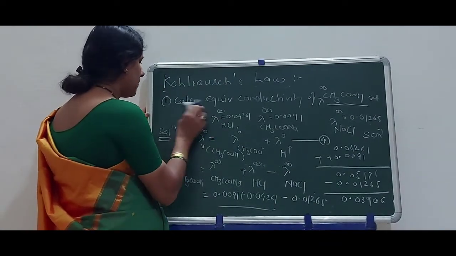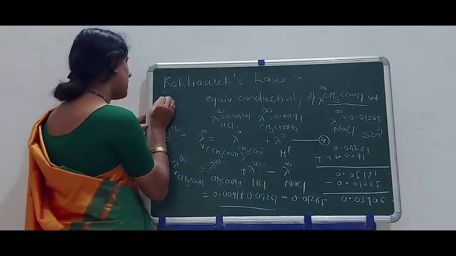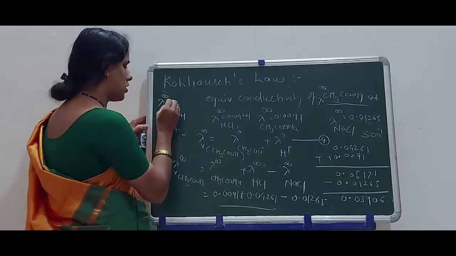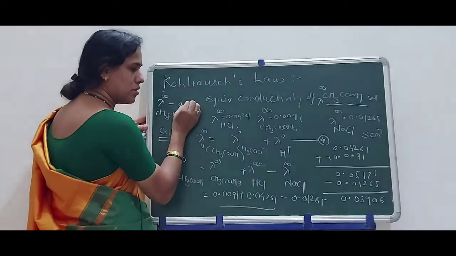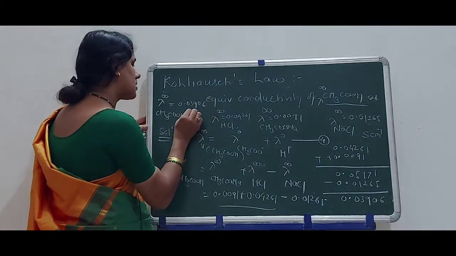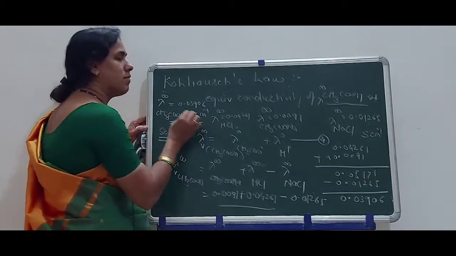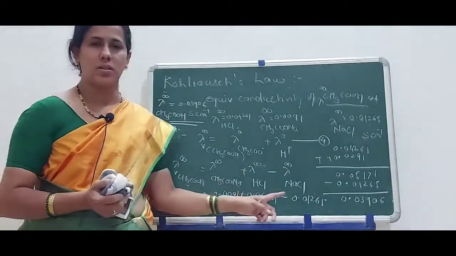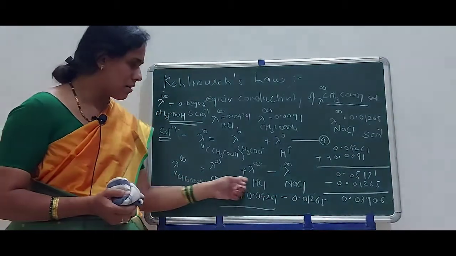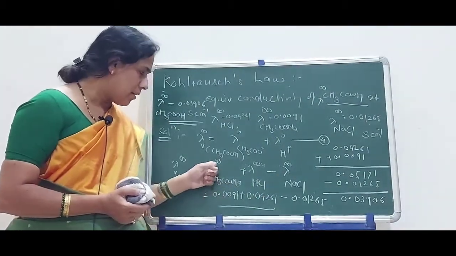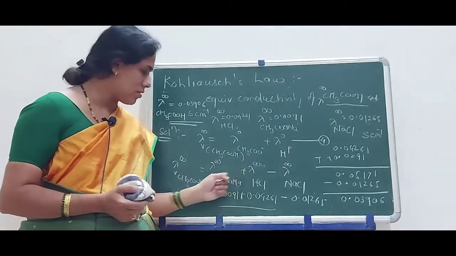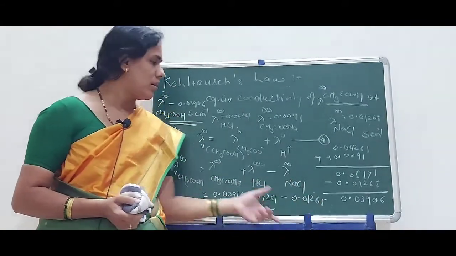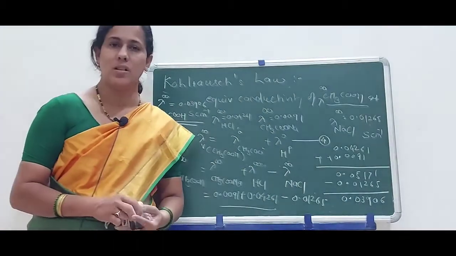What is the final answer? Lambda infinity of CH3COOH is equal to 0.03906 Siemens centimeter inverse. This is the final answer. Before getting this final answer, we have to write the dissociation reactions in the form of chemical reactions. Then we subtract the standard or infinity values of equivalent molar conductances of the particular electrolytes, and whatever is the unused part, we subtract it. In this way, we have used Kohlrausch's law. Thank you.